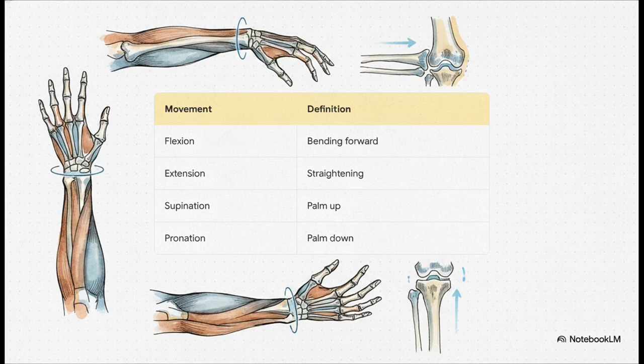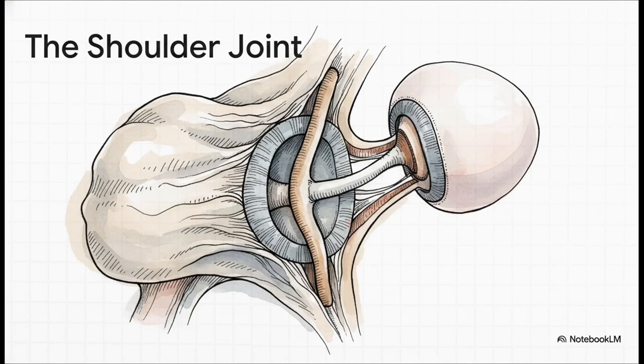These are just 2 of the super specific mechanical actions made possible by our joints, alongside the basics like flexion, which is just bending, and extension, which means straightening out. Let's look at a prime example, the shoulder joint.